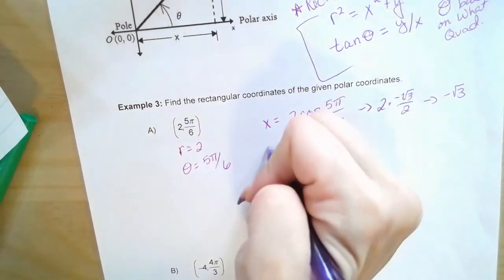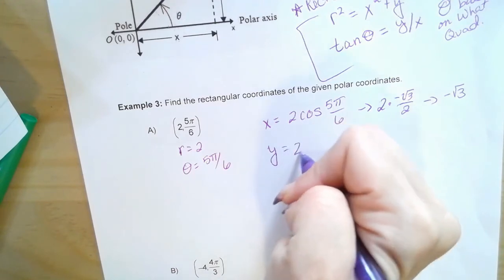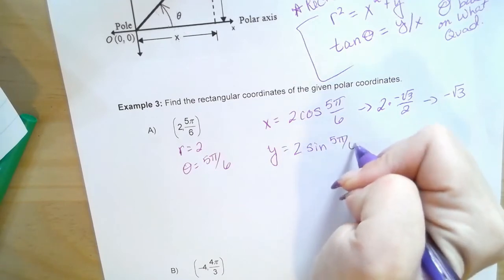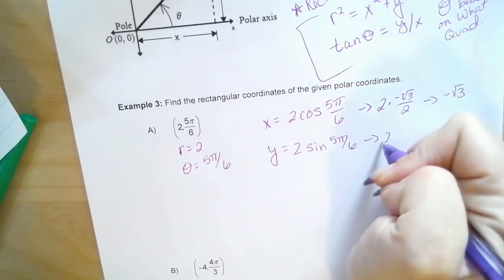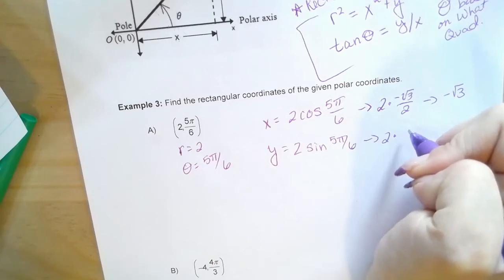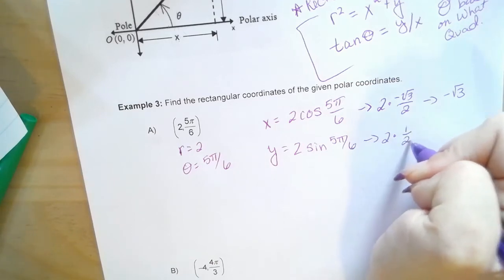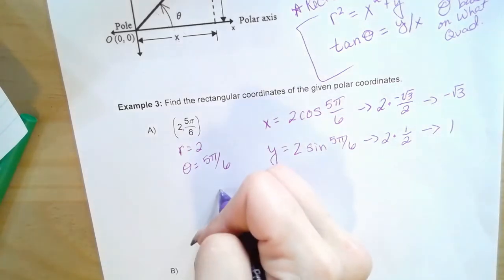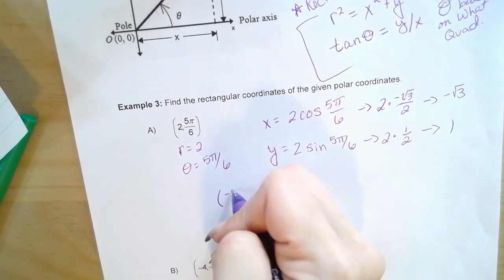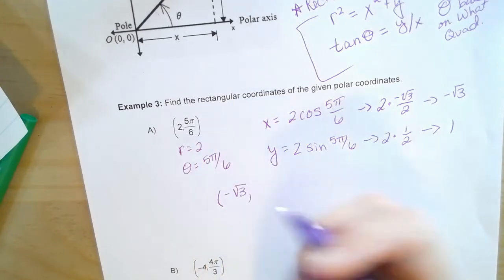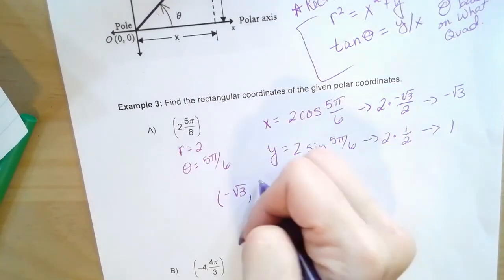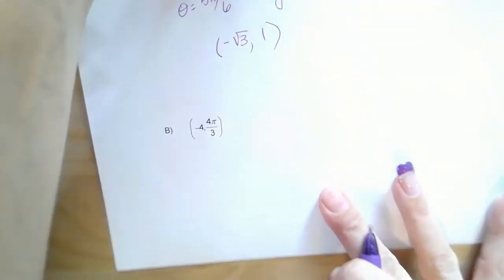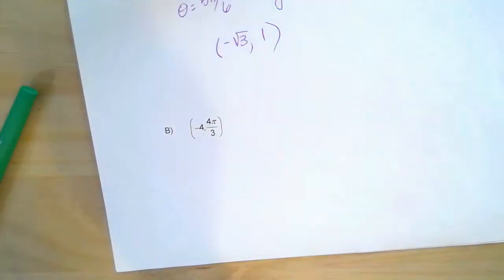Now let's do our y. We get 2 sine 5 pi over 6. Well, sine 5 pi over 6 is 1/2. And this brings us to 1. So our rectangular coordinate is negative square root of 3, comma, 1. Not that bad, right, guys? Okay, let's do it one more time. Make sure we have this down.